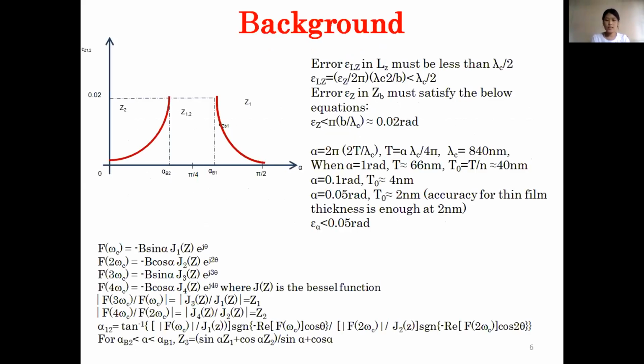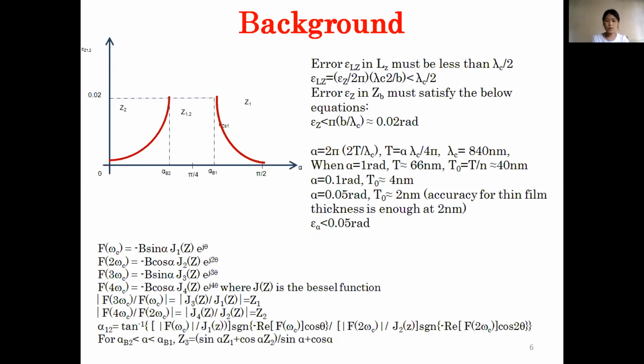The background methodology is that the interference signal contains amplitude and phase. So amplitude and phase are very important. Therefore, error Z must satisfy the below equation. Error Z must be less than 0.02 radian and error alpha must be less than 0.05 radian by the mentioned equation. And also we use the fast Fourier transform.